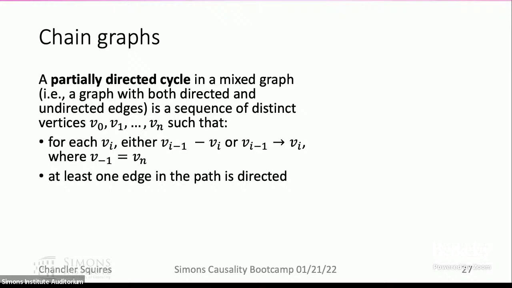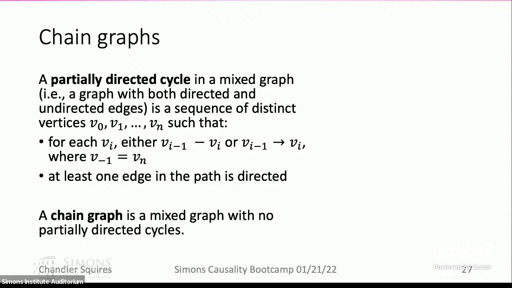So those are the two conditions, and I'm just being lazy and saying that we'll call v minus 1 this vn, so that we can make sure that it's a cycle. And similar to our definition of a DAG as a directed graph with no directed cycles, a chain graph is going to be a mixed graph with no partially directed cycles.